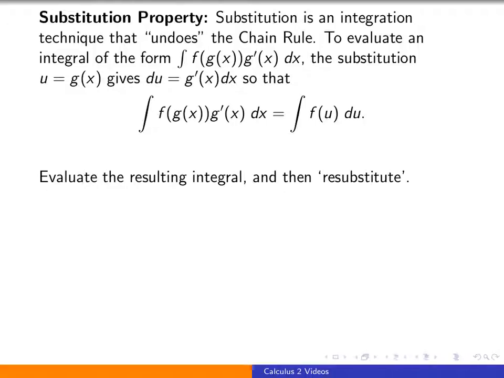Now, substitution is a method of integration that undoes the chain rule. So we use it to integrate functions that have this form to it. And what I look for is kind of this function derivative pair. You want to find a function that appears inside and its derivative appears outside. When we do so, what we will do is we'll call that inside function u.